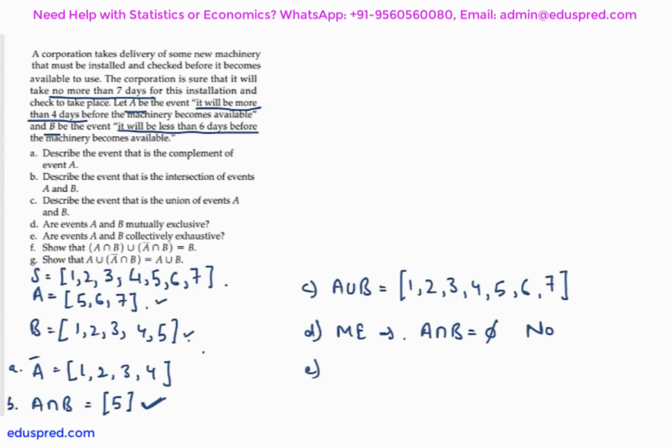The next part says, are events A and B collectively exhaustive? Now, events A and B are said to be collectively exhaustive if all the elements present in the sample space are also present in the union of A and B. That means if A union B is the same as the sample space, then we can say yes, A and B are collectively exhaustive. Now, A union B consists of 1, 2, 3, 4, 5, 6, 7. The sample space also consists of 1, 2, 3, 4, 5, 6, 7. Therefore, we can say yes, A and B both are collectively exhaustive.